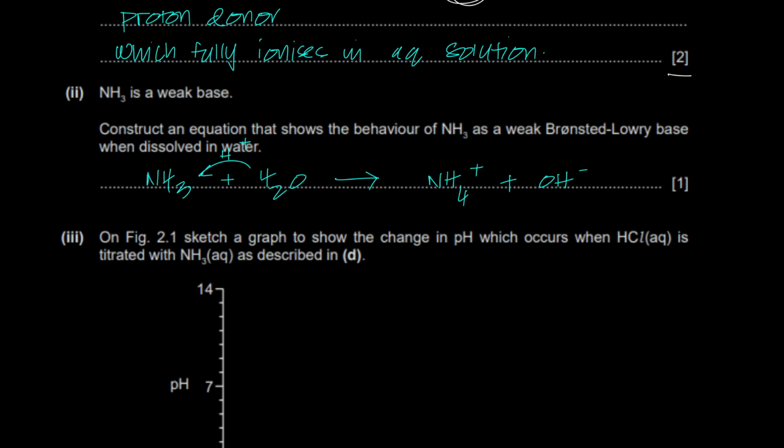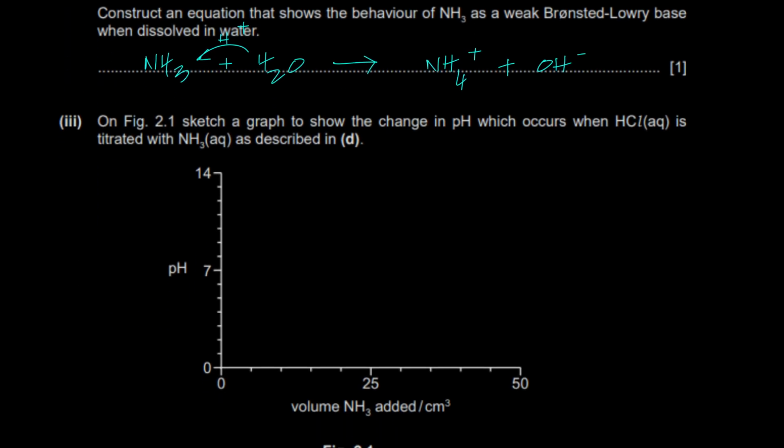Okay, next it says on figure 2.1, sketch a graph to show the change in pH which occurs when HCl is added to NH3. Now we know that inside the beaker HCl is present, and so the initial pH would be somewhere about 1ish, right? 1, 0, 1, 2. The examiner gives you a range, right? So you could start off with 0, 1, or 2, because HCl is a strong acid. Strong acids normally have this pH, and in the curves that we've learned in our classes, we usually start off with 1, right? And what you also appreciate is that it's a strong acid reacting with a weak base.